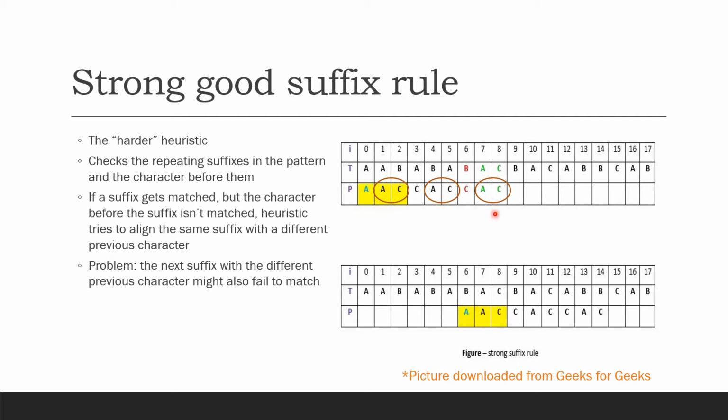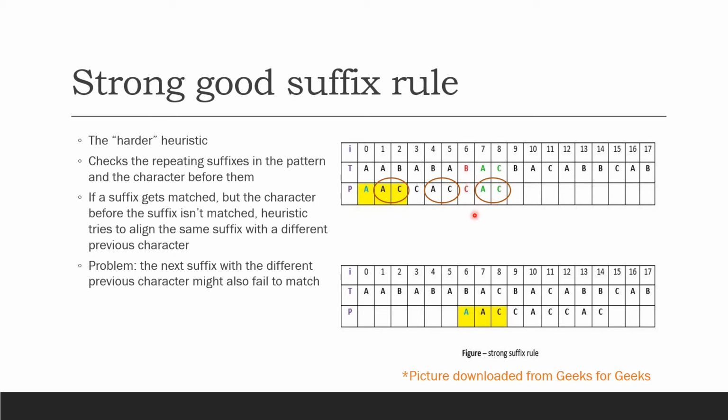will check if the same suffix exists in the pattern and will align with the matched suffix and check the pattern match again. In this example, AC matches, but B doesn't match, so the pattern is shifted by 3 positions to the right and aligned with the next same suffix AC. And of course that will fail also, because this C that precedes it is the same as this C, which is of course different than this B.